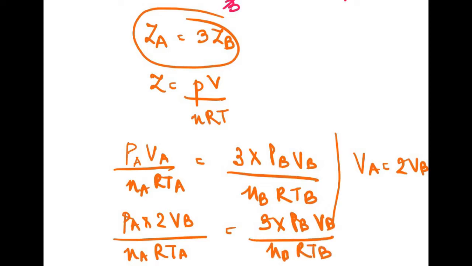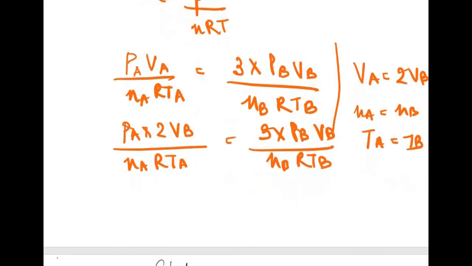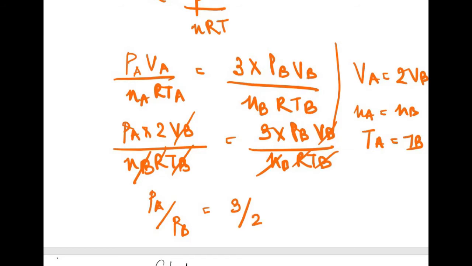There is another thing mentioned in the question, that the number of moles and the temperature are the same. So NA equals NB and TA equals TB. Right? This is already mentioned. So just replace it, cancelling it out. VB gets cancelled. So PA by PB would be equal to 3 by 2. Or we can write 2 PA equal to 3 PB. That is option number B.